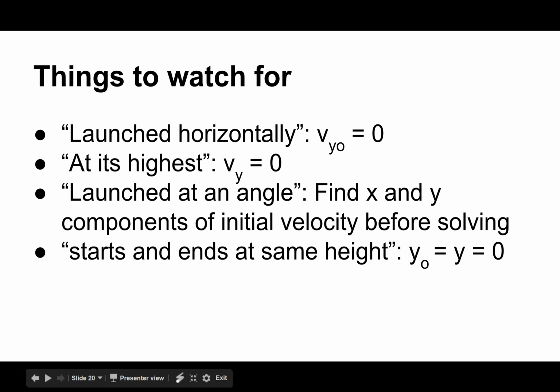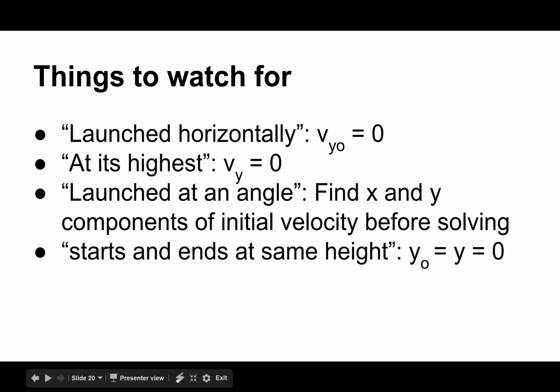If it's launched at some angle, make sure we find the x and y components. Oftentimes I'll see people try and take, say it's launched at 30 degrees above horizontal and it's traveling at 20 meters per second, people will put 20 meters per second either for the x velocity or the y velocity. It won't be either. You're going to have to find the x and y components of that first. Then you can put that into your table.